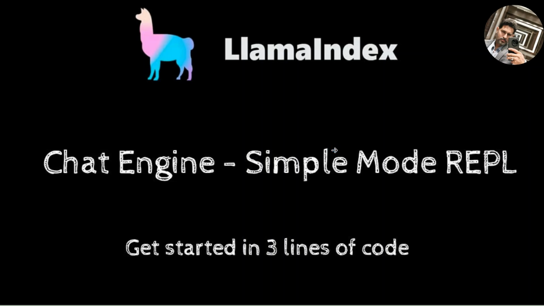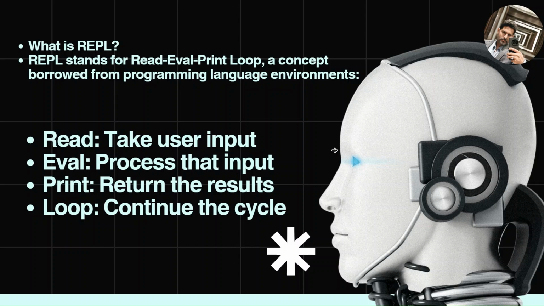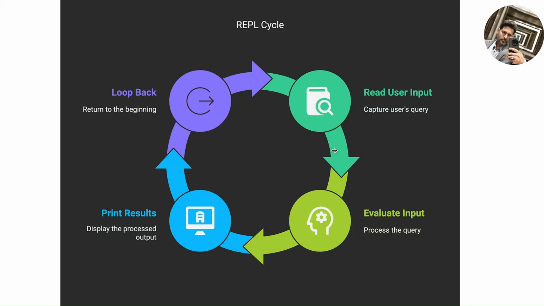If you wanted to build a chatbot in a simple 3 to 4 lines of code, this is a perfect way to do that. There is a simple mode called REPL, which stands for read, eval, print, loop. It is a similar concept in the Java programming language. What it does is take the user input, process the input, and return the results, and then it goes through the cycle again and again.